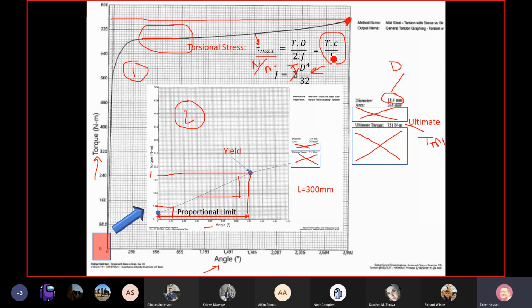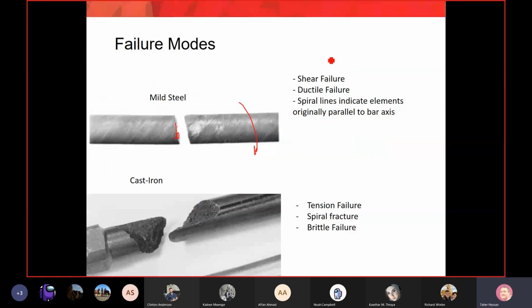You will have to do the same thing for steel and for cast iron. And I think one of the questions is the sketch. You guys have seen the sketches here. Those are the sketches you want to draw by hand.